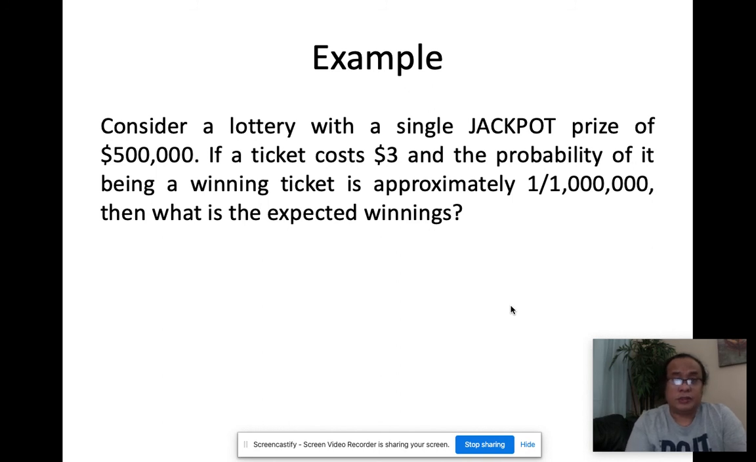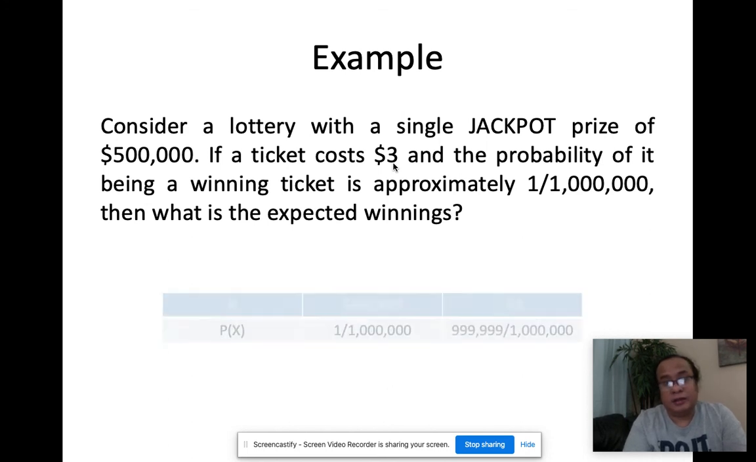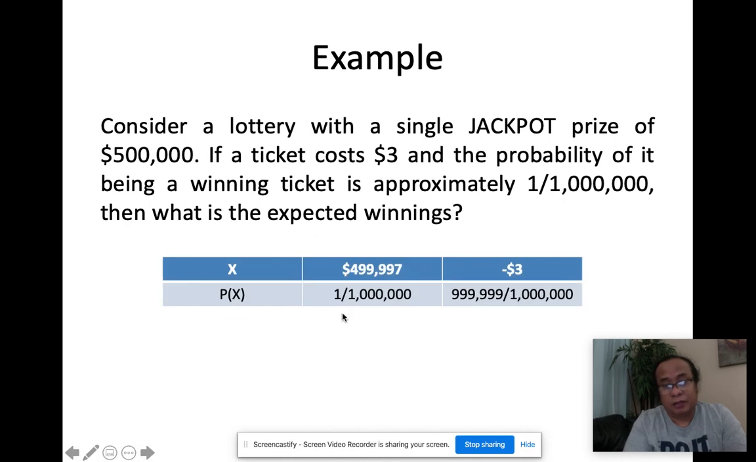Lose. So there are two things. Now, if you win, you're actually not winning 500,000. Why? Because before you win 500,000, you have to buy a ticket, right? And the ticket costs what? $3. So you're actually winning 499,997, right? And the probability of that would give you what? 1 out of what? A million.